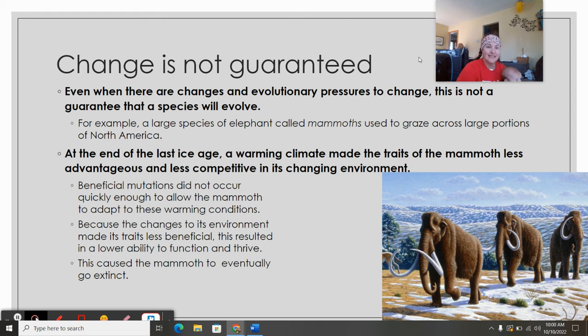These beneficial mutations did not occur quickly enough. So there might have been some mammoths that lived a little bit longer because maybe their coats were a little bit thinner. But those evolutionary changes didn't happen fast enough. When we think about elephants, which are their closest living relatives, their gestation period is like 2 years. So elephants are pregnant for like 2 years. So the changes that can happen in those species aren't very fast at all to adapt to a changing climate.